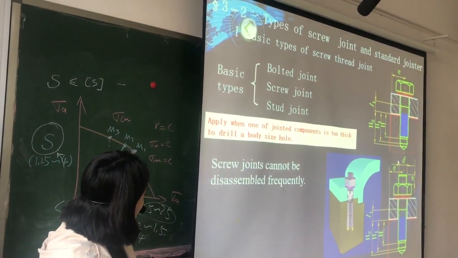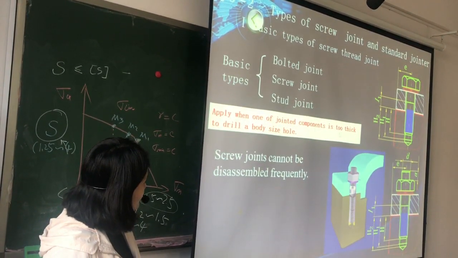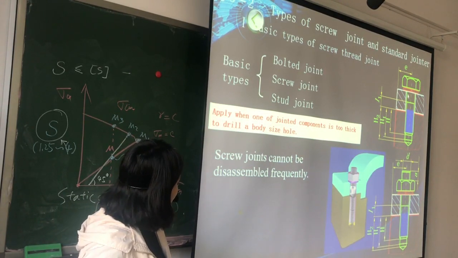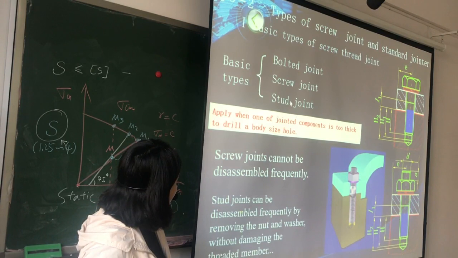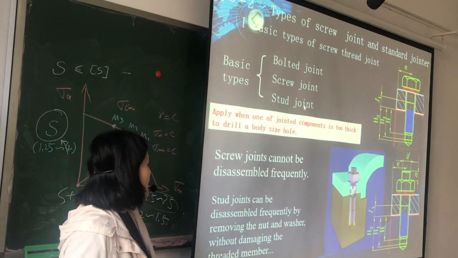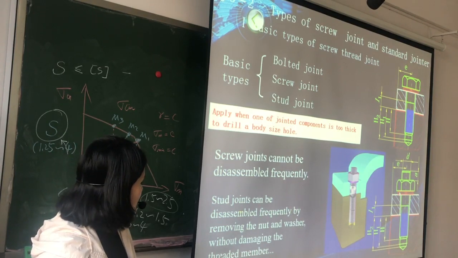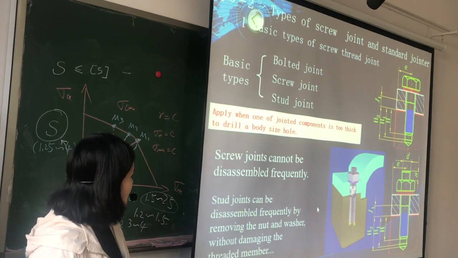Both joints apply when one of the jointed components is too thin to drill a deep hole. And the screw joints cannot be disassembled frequently, and the stud joint can be disassembled frequently by removing the nut and the washer without damaging the threaded member.